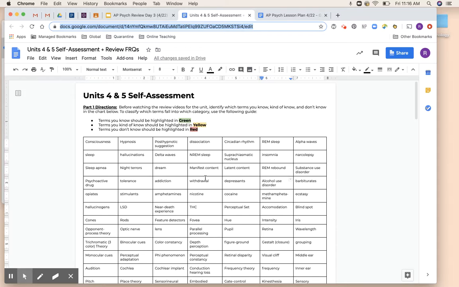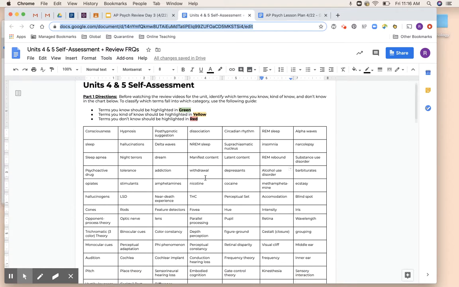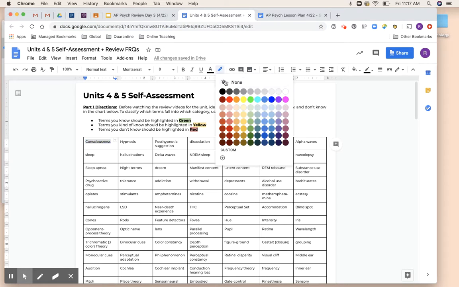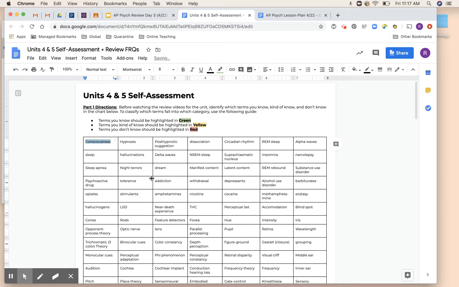You're going to go in here, and these are all the terms that come up in this unit. What you're going to do is basically see where you're at with these. You're going to highlight the terms in these color codes. So green means you know it. If I'm like, I know consciousness, I know what that means, I'm going to highlight that green.